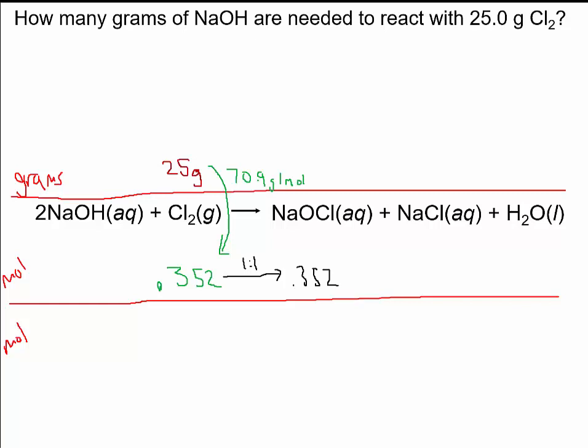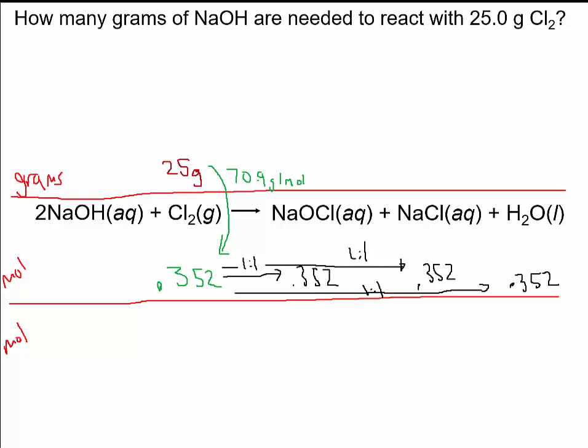Once I know that this 0.352 moles of chlorine gas is a 1-to-1 ratio with sodium chloride, I'll have 0.352 moles over here, and if I go all the way over to the water, it's still a 1-to-1 ratio, which means I'll have 0.352. What's more useful for me, and what the question is asking, is going the other way.